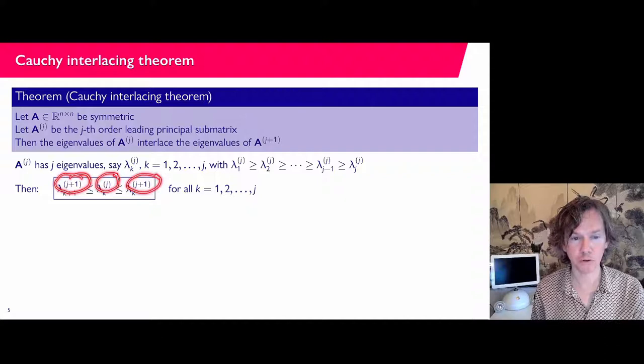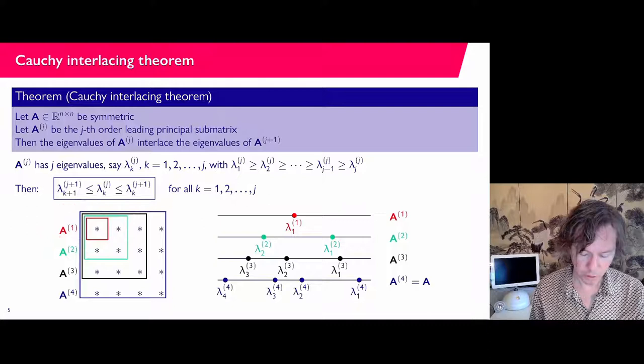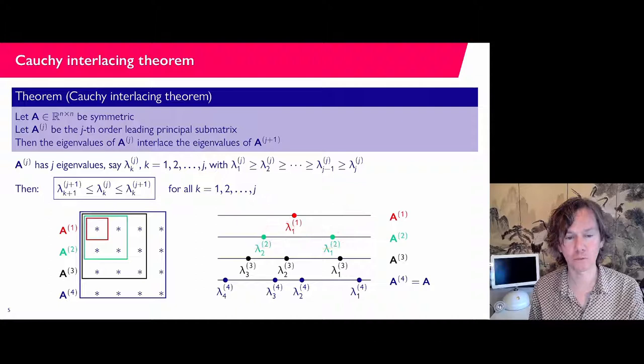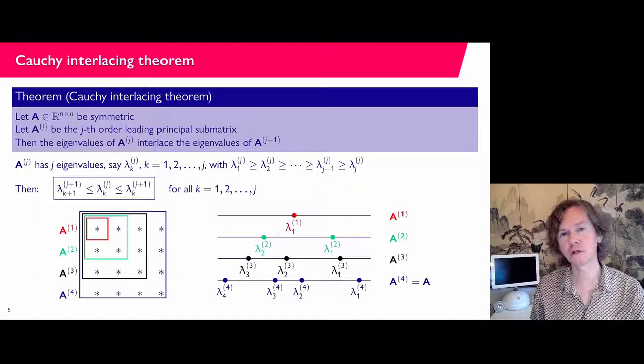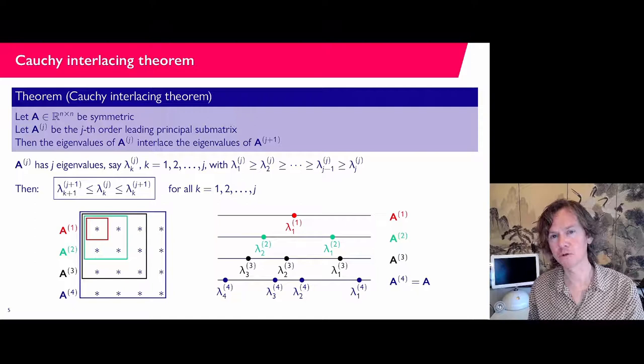To make it maybe even more clear, hopefully, the top left number, the one entry, is a 1x1 matrix that has one eigenvalue, precisely that entry. Then the 2x2 in green here has two eigenvalues, and those two are located to the left and right of this red eigenvalue. The green ones are in between the black ones, like this. And then finally the black ones are in between the blue ones. So that's what the interlacing theorem tells us. And we will need that for our numerical method. I am going to prove it, but not in this video, because that's going to take me more time, so I'm going to do that in a separate video.